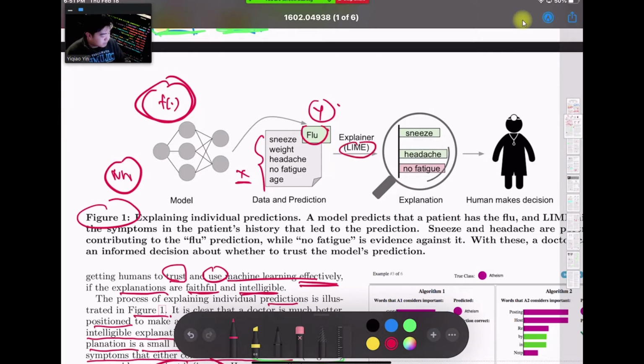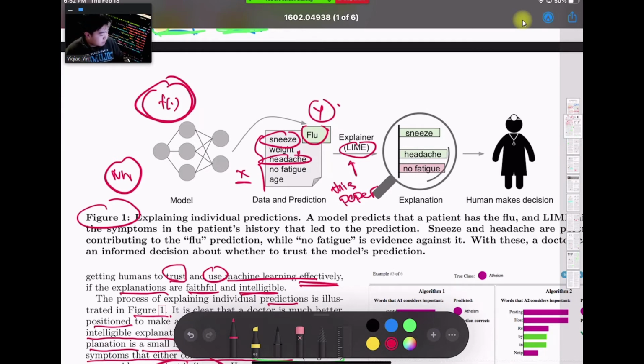Then what Lime is doing, this is what they propose. So this paper, this is what they propose. It's really trying to say, okay, the predictions that this person has flu is coming from the features that are whether this person sneezes or not, right? So sneeze. Weight, maybe not that important. So Lime says, hey, maybe we drop that. And then what else? Headache. Headache is an important feature too, right? If you have headache, then chances are you might have flu.